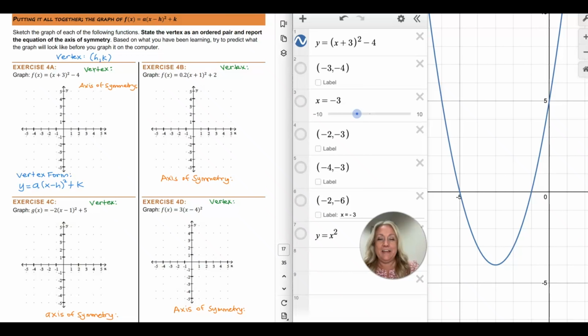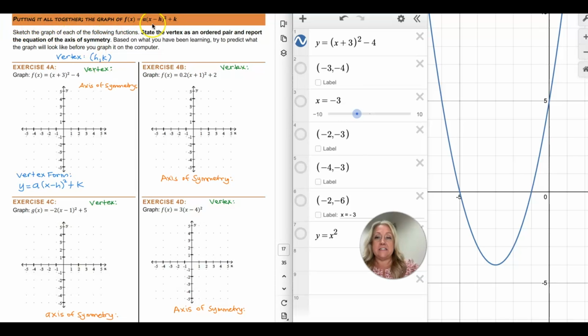Welcome back. We are continuing in section 3.3. We're talking about vertex form of parabolas. And now that you've finished all of the Desmos graphing and you have it all graphed out in your lecture notes, let's now put this all together and see some of these transformations when they're put together.